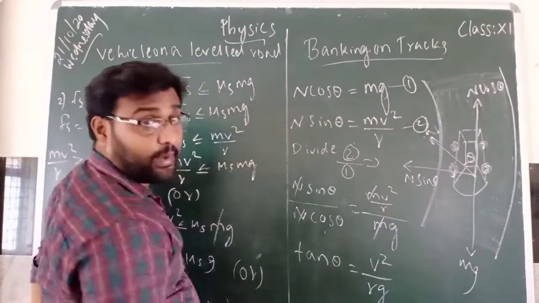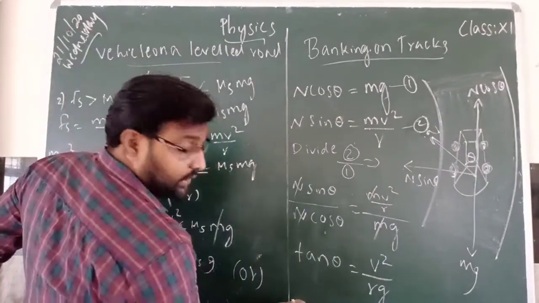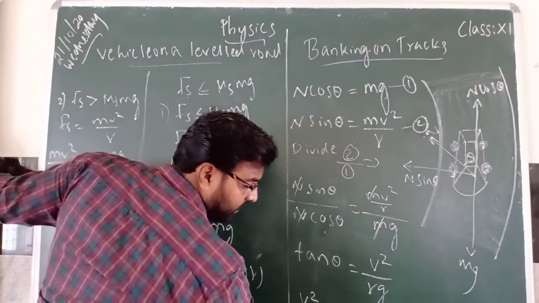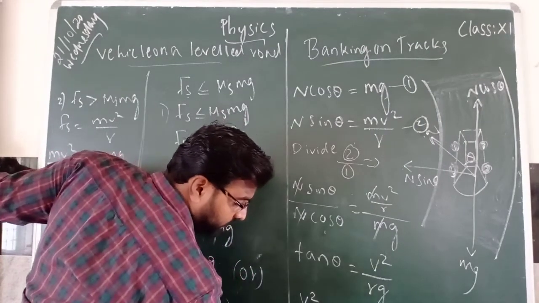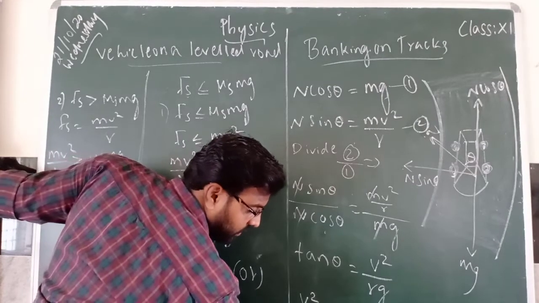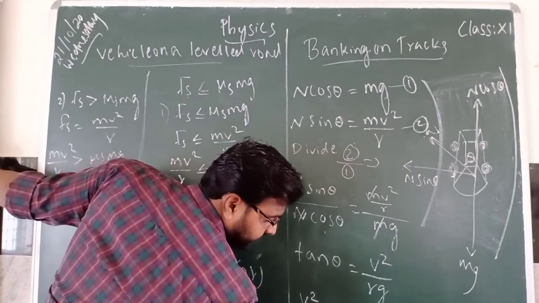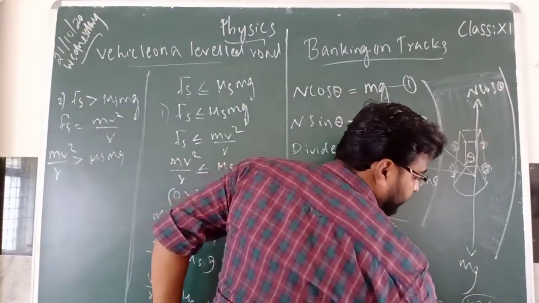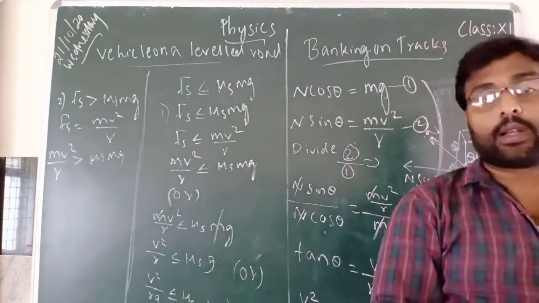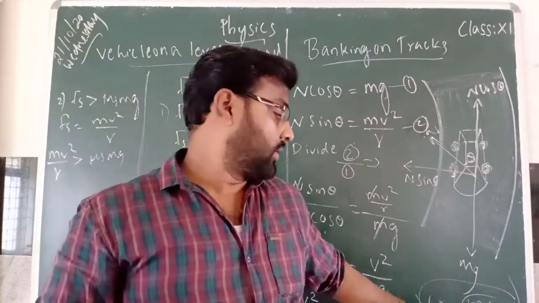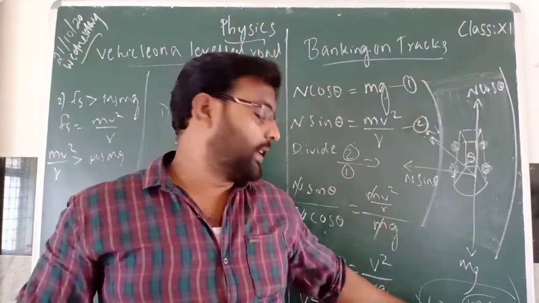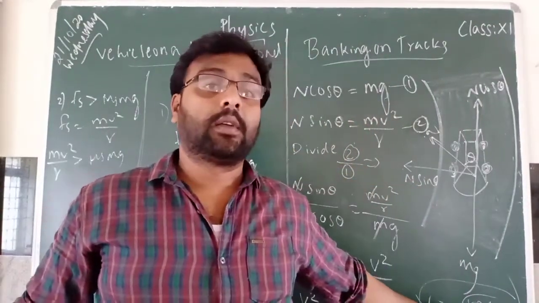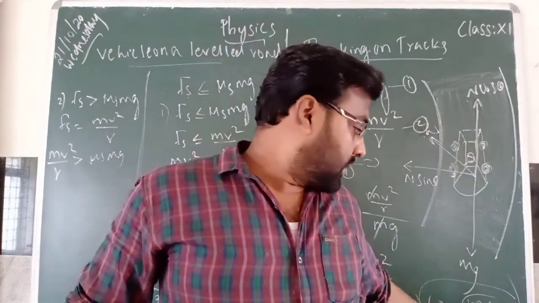Now you can find V, the velocity, the speed. So V square equals r g tan theta. So V is equal to root of r g tan theta. This is what we derived. How much is r? The radius of curvature of the road. How much is it elevated? That is the calculation.